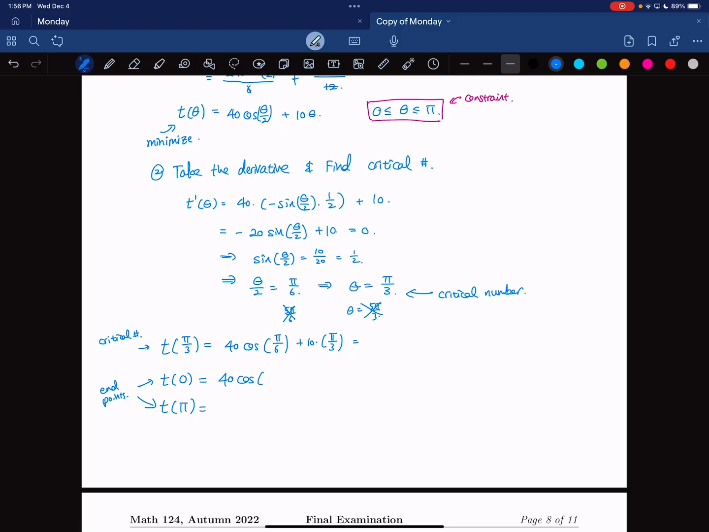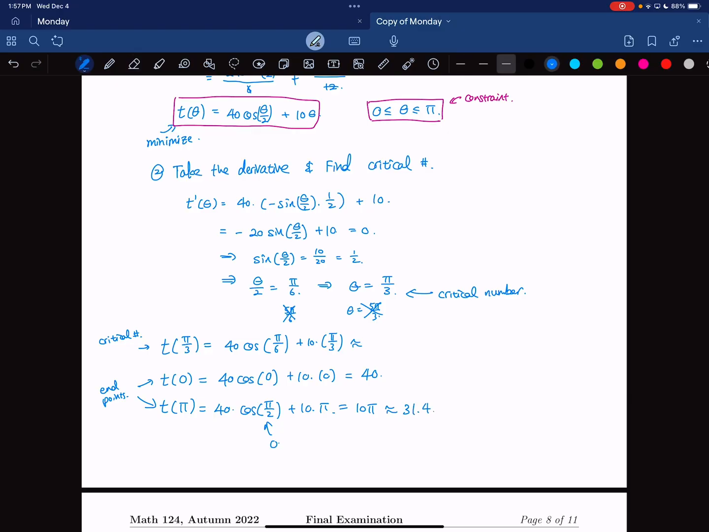The second one is 40 times cosine of 0 over 6, which is cosine 0, plus 10 times 0. So this one is easy. Cosine 0 is equal to 1. This gives me 40. The third one is 40 times cosine pi over 2 plus 10 times pi. All I'm doing is plugging these values into my original expression. Here, cosine pi over 2 is equal to 0. So I just get 10 pi, and pi is approximately 3.14, so 10 pi is about 31.4.